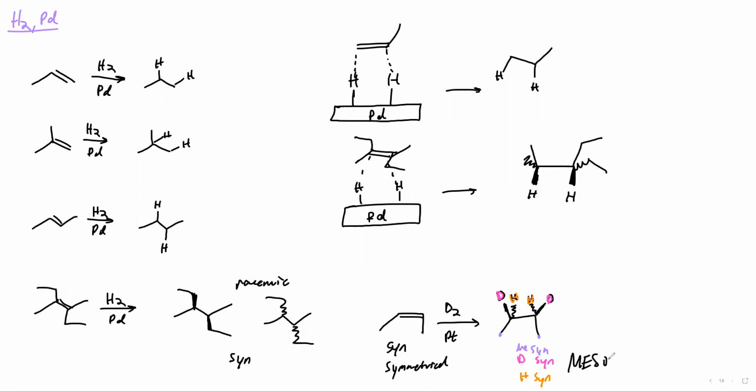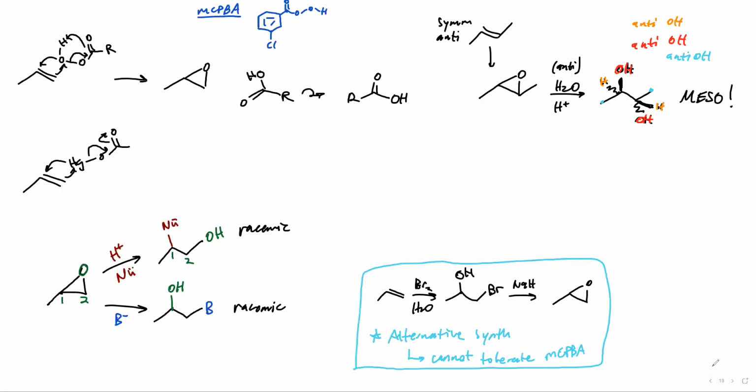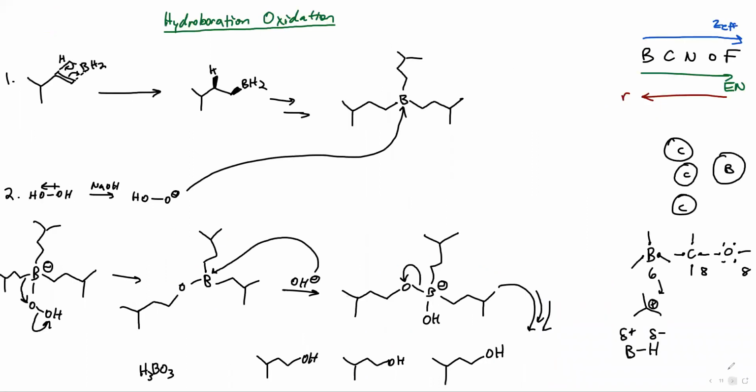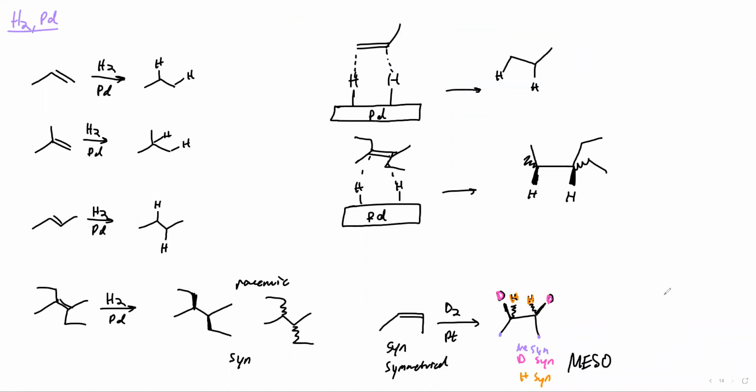Again, the idea of meso is just that all the like groups carry the same relationship. So whether it's all syn or all anti, right? That's how you can get a meso compound. So that's something we have to consider here.